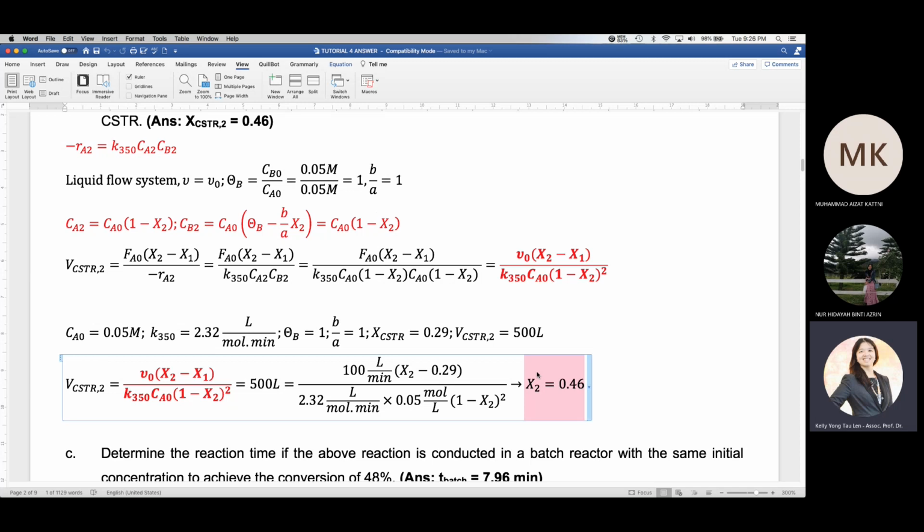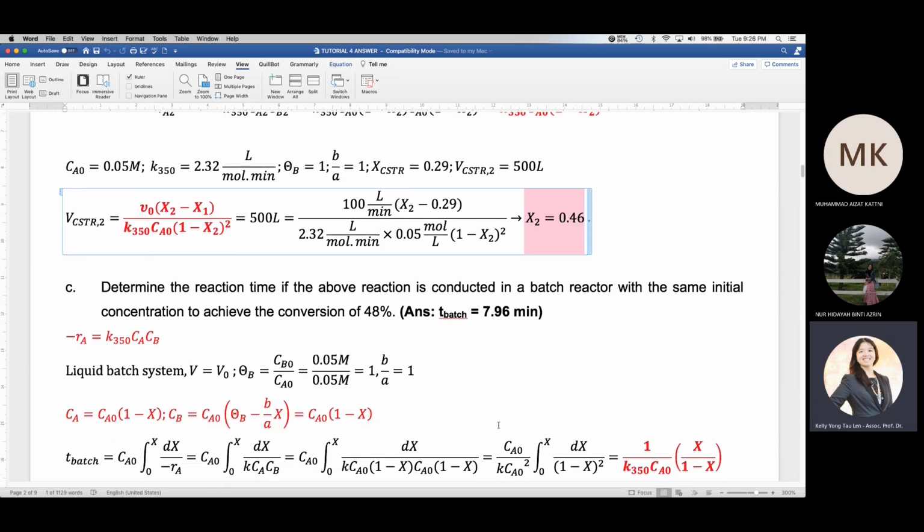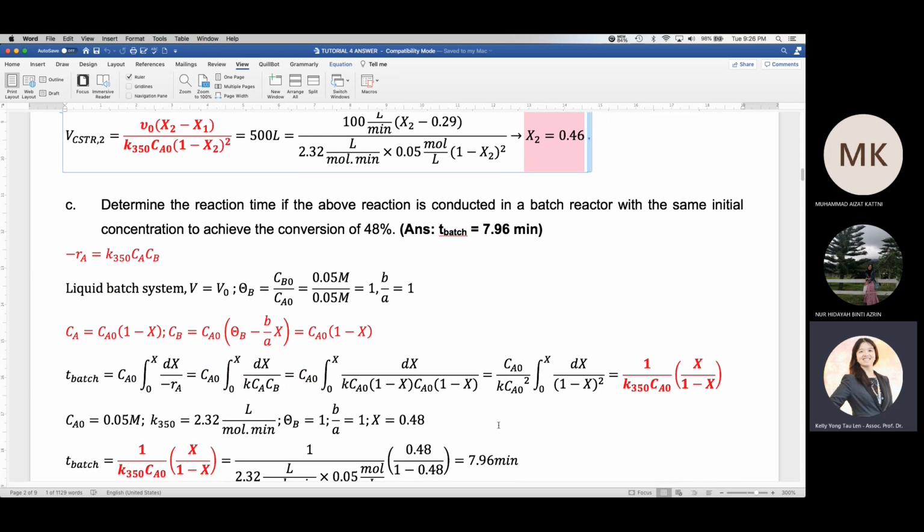So, let's say kalau kamu kira, kamu tengok kenapa X2 is smaller, you need to check back. Definitely there's something wrong with the calculation. Okay, so done on question part B. Right, so next question, part C.